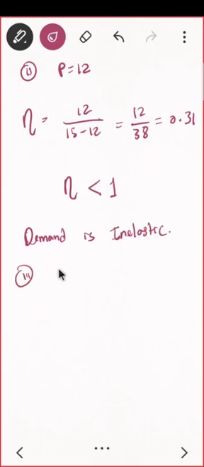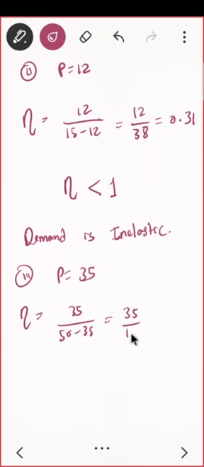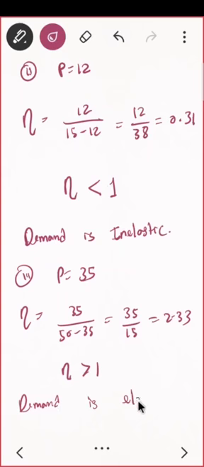What is the third? When p is 35, what will be the value of nu? It will be 35 upon 50 minus 35, that is 35 upon 15, which is definitely greater than 1. So nu is greater than 1 and demand is elastic at that price. Less than 1 means inelastic, greater than 1 means elastic.